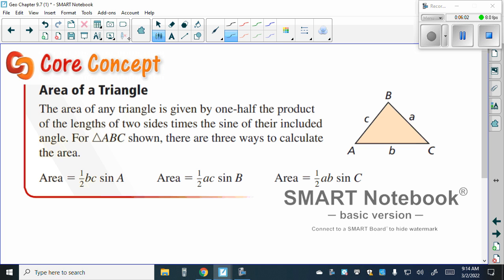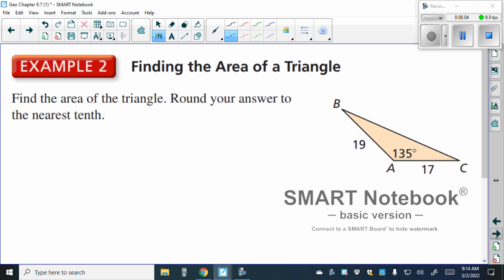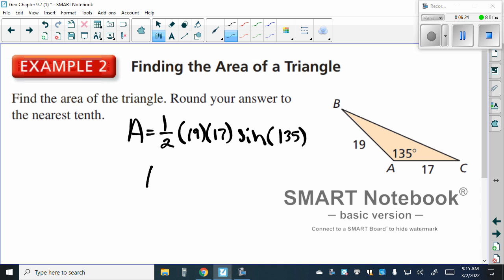So, looking at this here, we want to find the area of this triangle. I do have two sides and the angle in the middle, yes? So the area is equal to 1/2 times 19 times 17 times sine of 135. Because this here would be our bc sine of A.